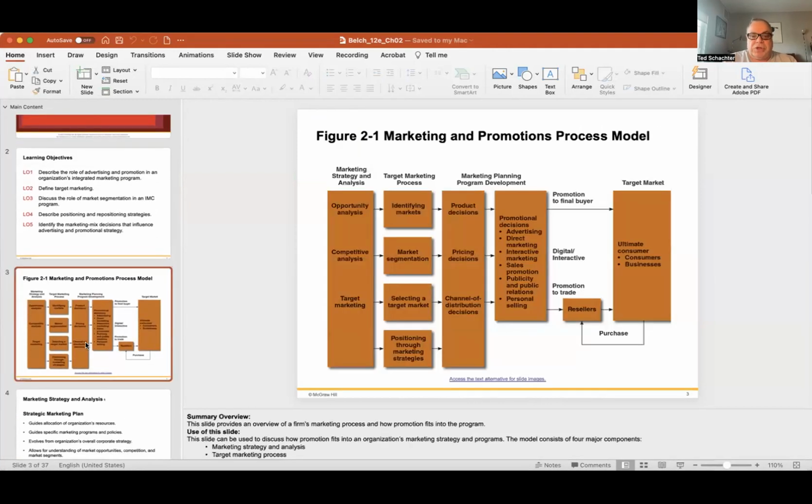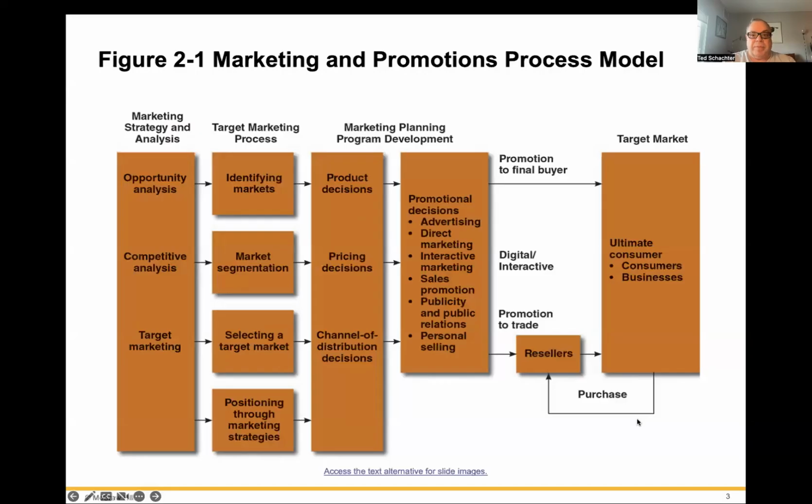So the first thing we're going to look into now is the marketing and promotions process model. And we're going to do a deep dive into this chart.